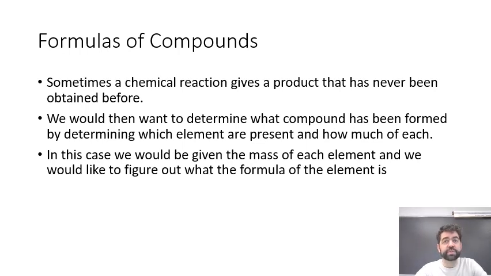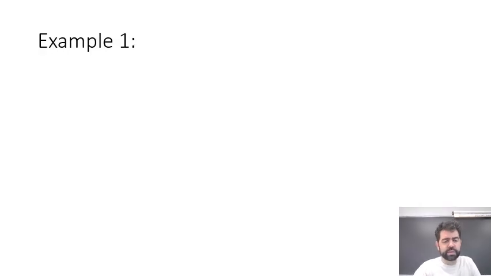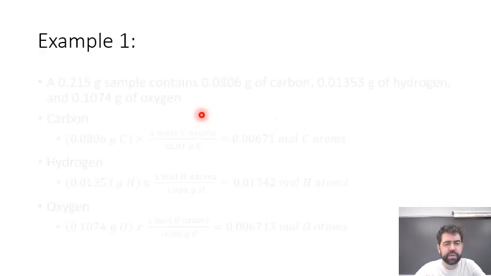Now, you'll notice sometimes you're given percentages. If you're given percentages, then you'll just use the grams out of 100. So, for example, if we said 33.3% of the compound was carbon, then you just put 33.3 grams. We'll get to that soon. Now, example number one, let's take a quick look at this.